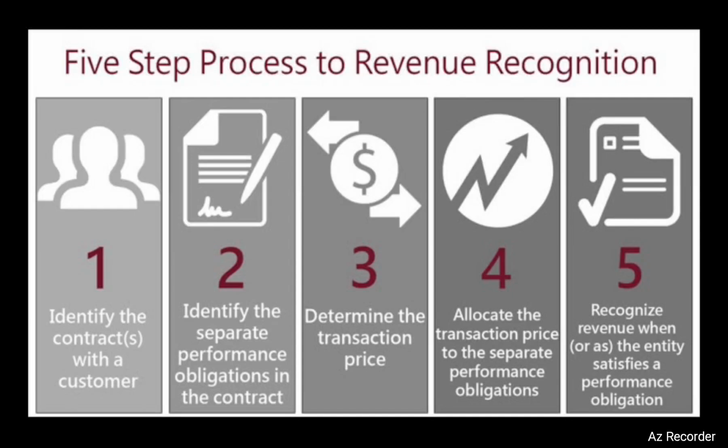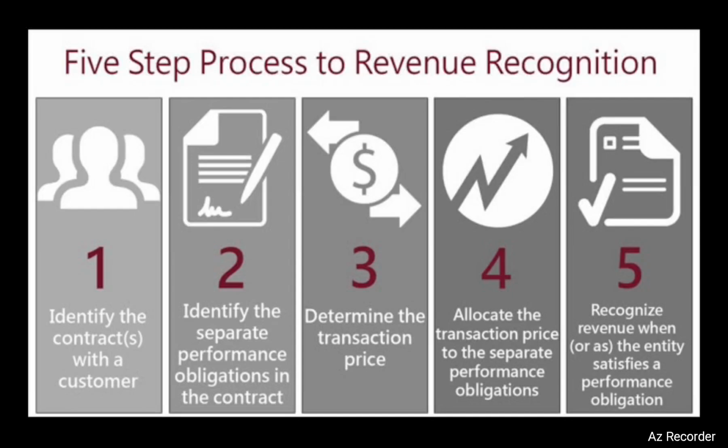Step number 3, determine the transaction price. Transaction price means the consideration that the entity is expecting to receive against the promises made. Transaction price includes contract price, that means agreed price, plus or minus some variable considerations also, and non-cash items also. Next, step number 4, allocate the transaction price to separate performance obligations based on standalone selling price.